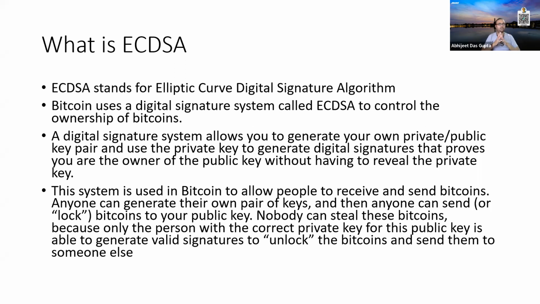The digital signature allows you to generate your own public-private key pairs and use that private key to generate the digital signatures that prove that you are the owner of the public key, without having to reveal your own private key. Because in blockchain, if you reveal your private key to someone, it means you are basically exposing your own address, wallet as well, and all the balances that you have on that address. So if by any chance you reveal your private key to anyone, they also can claim the same amount of points that you have on that address, and there is nothing that you can do.